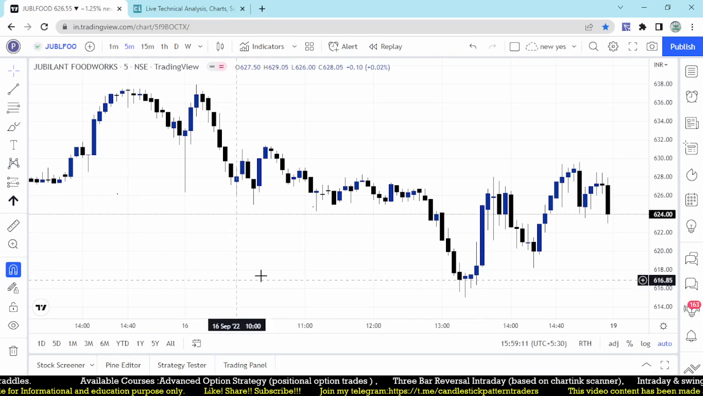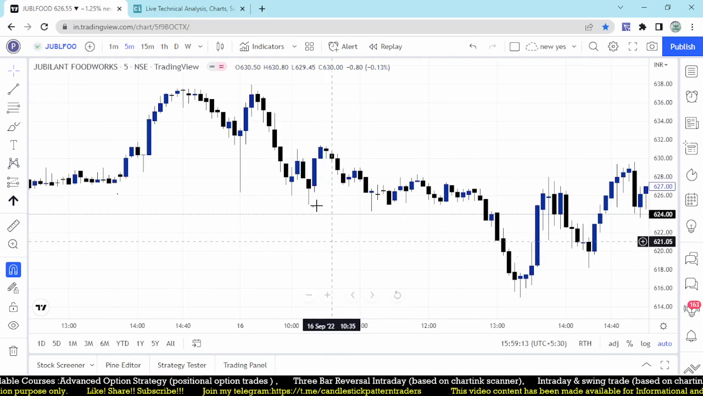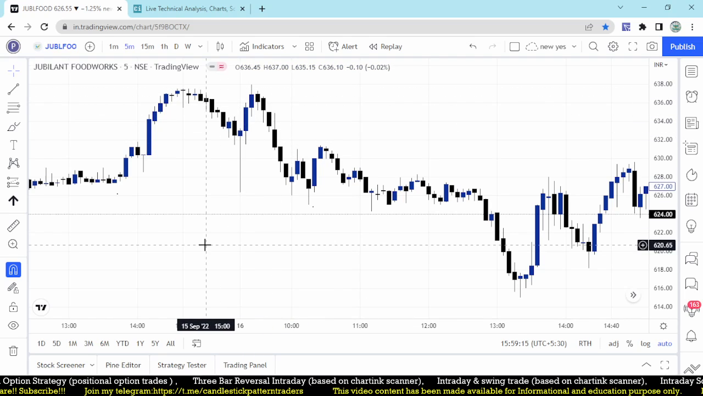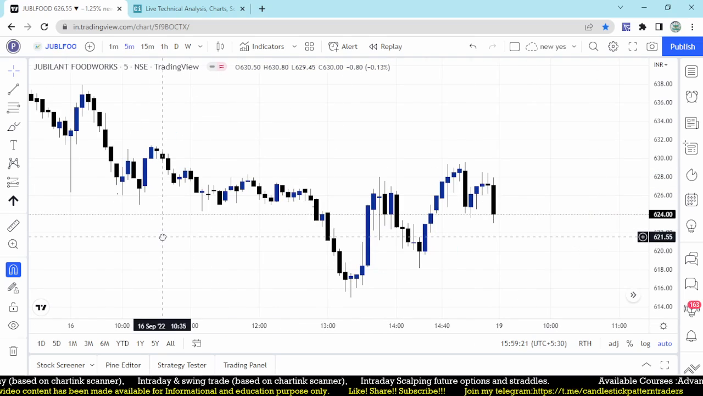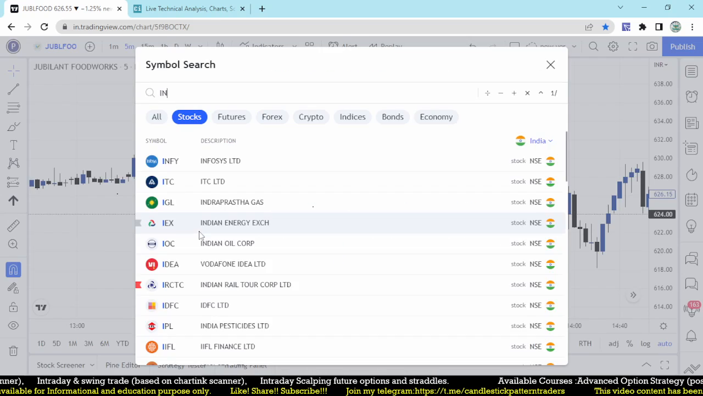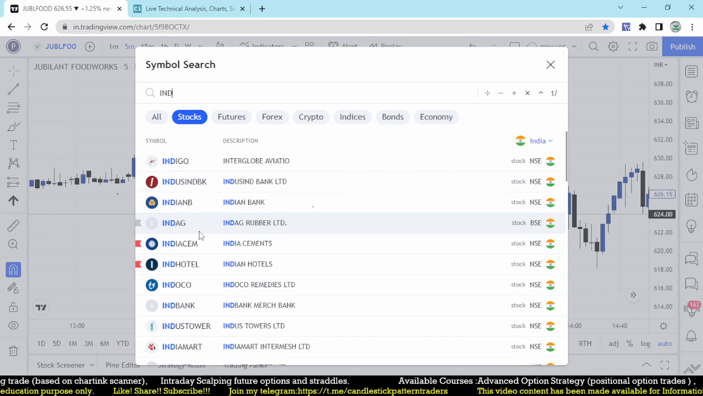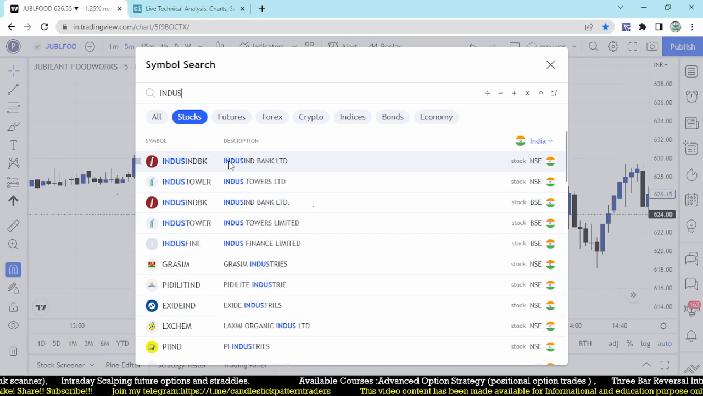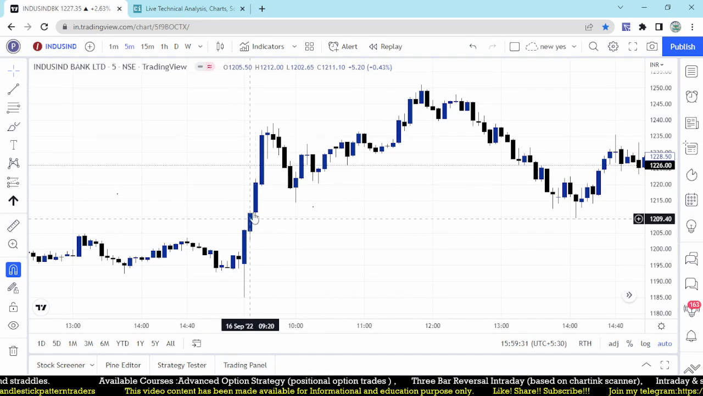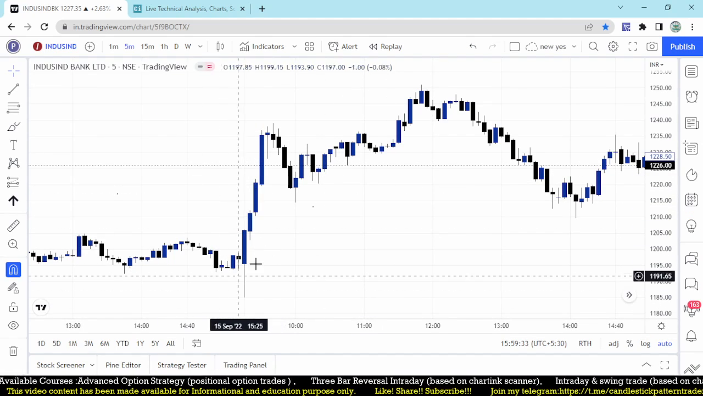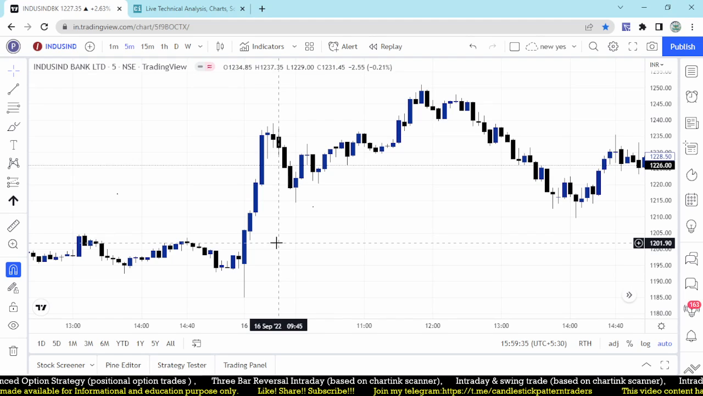And then JSW Steel: 1, 2, 3 are positive, right? And IndusInd Bank, let's look at where it is. This is Jubilant Food, and we are going to take IndusInd Bank. That's what I'm going to find out in the stock: the first three candles are consecutively making higher highs.